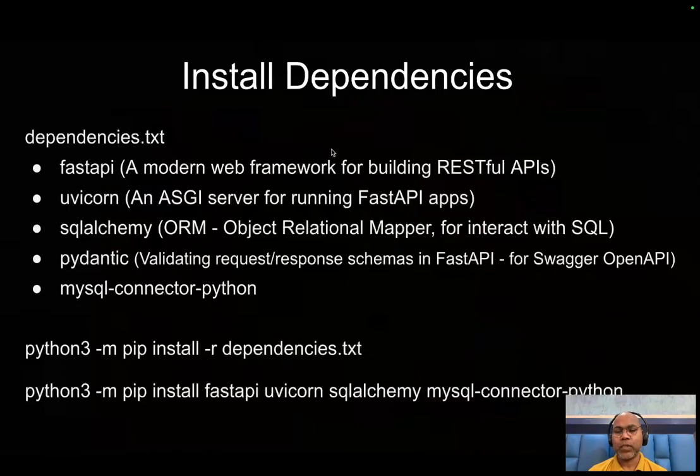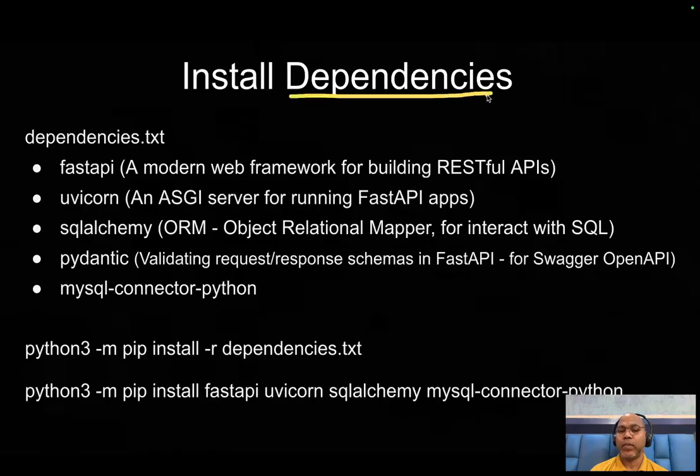So let's start. If we are going to start the application, first whatever dependencies are required, we have to install them. So a couple of dependencies here we are going to use. One is FastAPI. This is a modern Python framework that helps us build RESTful APIs.